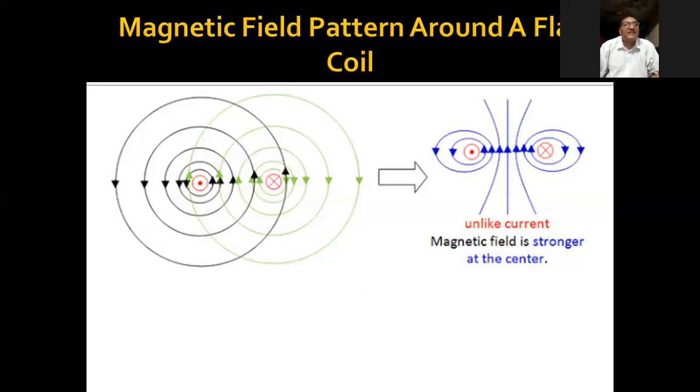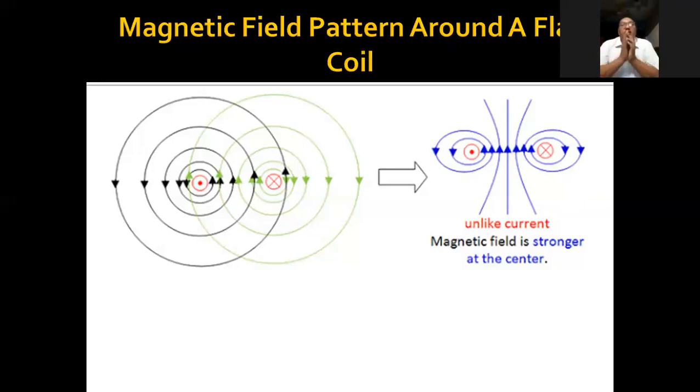One very interesting thing is that the magnetic field lines due to this conductor are anti-clockwise, represented with the black circles, and the magnetic field lines due to this conductor are clockwise, represented with the green. But when you look at the middle portion of that coil, the green and the black have the same direction. So it's very interesting.